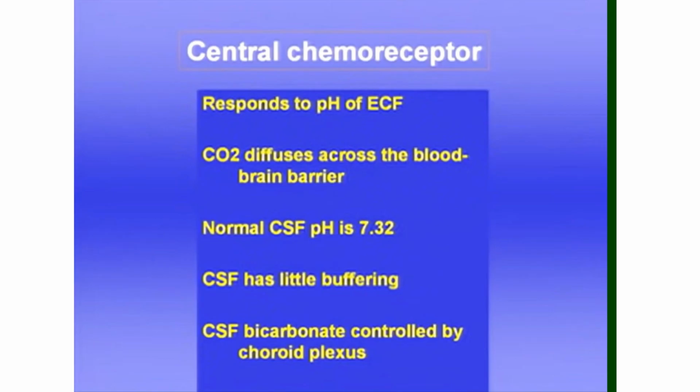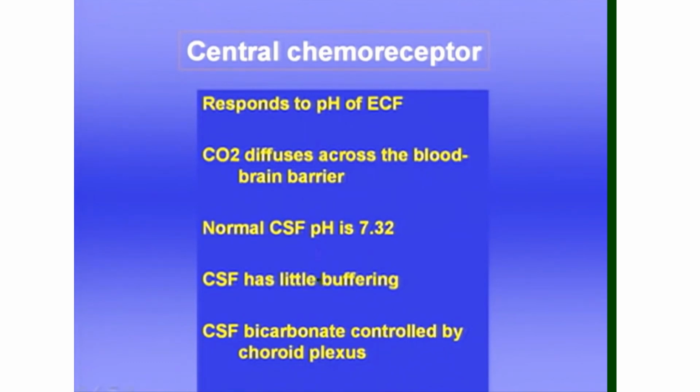So let's summarize some of the statements we've made about the central chemoreceptor. As I've said, and this is here mainly if you want to come back and review, it responds to the pH of the extracellular fluid, which is, broadly speaking, that of the cerebral spinal fluid. The mechanism is that the CO2 diffuses across the blood-brain barrier, thus changing the pH of the ECS, or the cerebral spinal fluid. The normal pH of the cerebral spinal fluid is about 7.32.